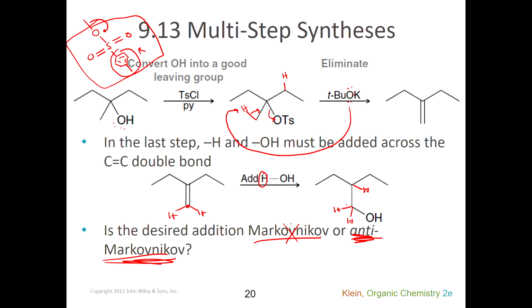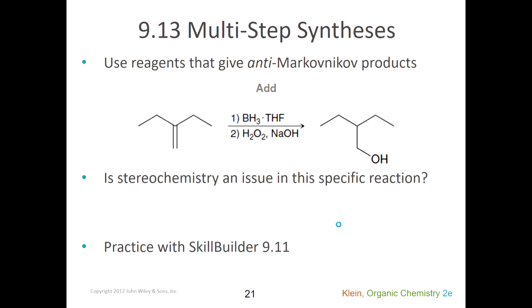So I want to put the OH at the other position from where Markovnikov would have predicted, and the hydrogen at the opposite position from where Markovnikov would have predicted. So then I have to know in my mind, what set of reagents can I use to add a hydrogen to one carbon and an OH to the other in an anti-Markovnikov fashion. And so that was the borane reagent we talked about. BH3·THF in one step.